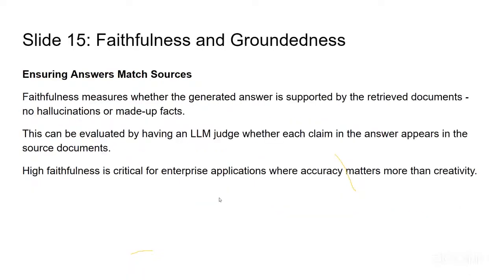Now, faithfulness and groundedness are important. Faithfulness measures whether the generated answer is supported by the retrieved documents. No hallucinations or made up facts. So basically, you got an answer, and the answer is correct, right? But is it coming from the retrieved documents or is it coming from the model's own understanding of how things are made? So even if the answer is correct, if the model is giving out of the context, then it is hallucination by itself. So faithfulness measures that.